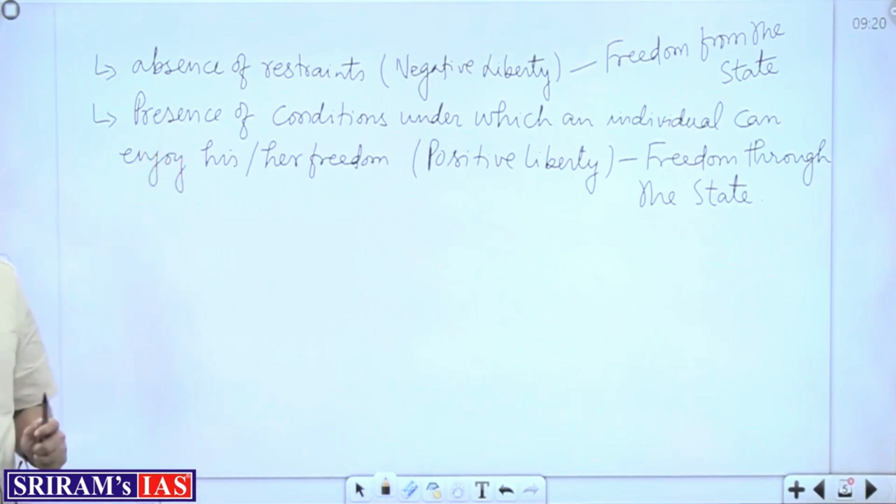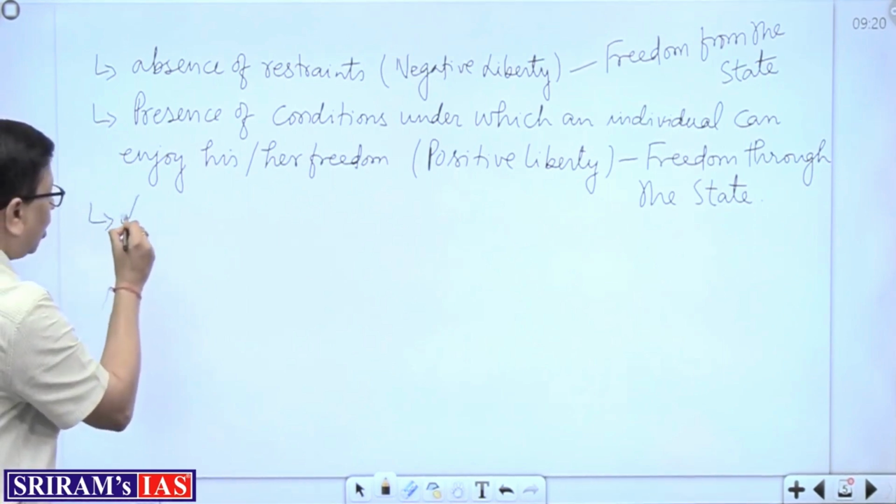These are two statements. Another statement that can be asked in the examination, law and liberty.